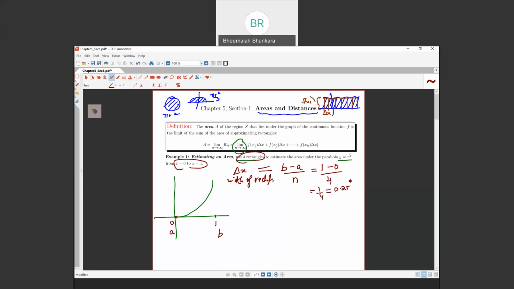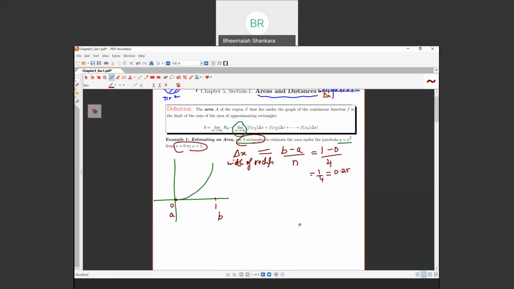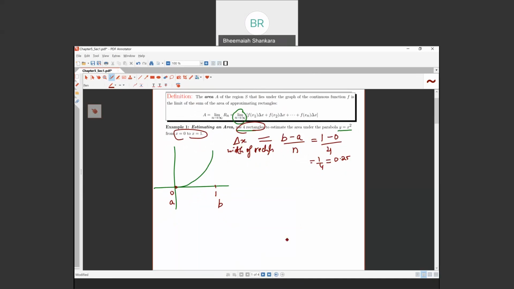So now the question also asks us to estimate the area. This can be done in 2 different ways. One is the right endpoint estimate, the other is the left endpoint estimate. So to start with, let me use the right endpoint estimate.